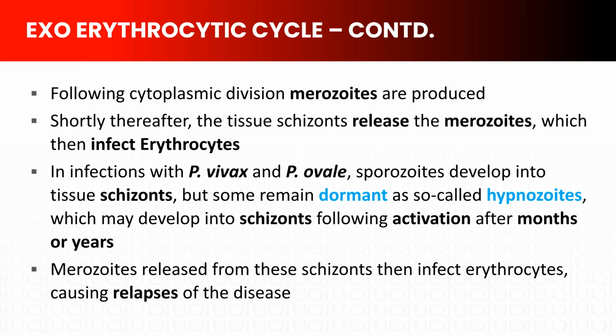Here's something crucial for P. vivax and P. ovale. Some sporozoites don't immediately develop into schizonts but remain dormant as hypnozoites in liver cells. These can activate months or even years later, developing into tissue schizonts that release merozoites. This explains the relapses characteristic of vivax and ovale malaria, occurring long after the initial infection and even after apparent cure. This is why these species require special treatment to eliminate hypnozoites.